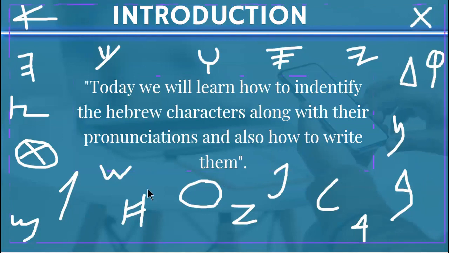It's an introduction. Today we will learn how to identify the Hebrew characters along with the pronunciations and also how to write them. As you can see, I have the Lashon Kodash alphabets written here, and we will go over how to write them. I will write them one by one so you can get an idea on how to do it, which is really simple because you can look at the Hebrew chart and learn how to write it. But just for the sake of the lesson, I'm still going to go over how to write it.